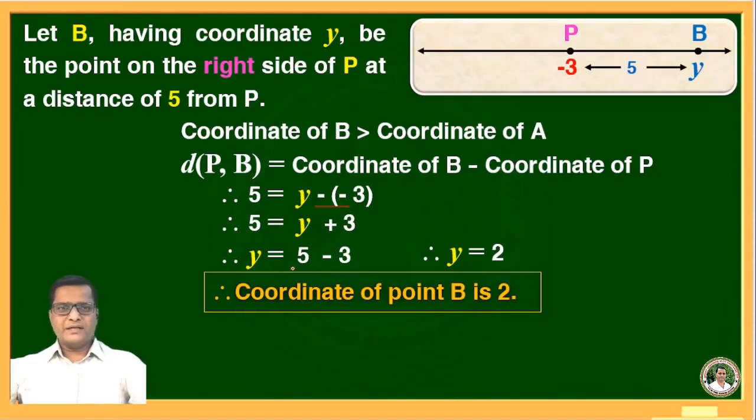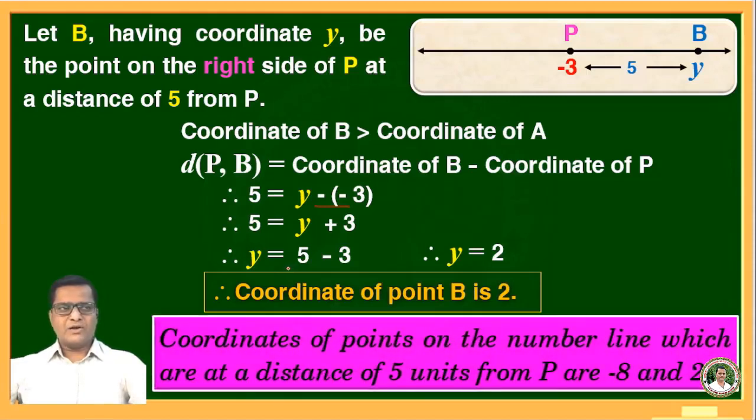Therefore, what is the answer? Coordinates of points on the number line which are at a distance of 5 units from point P are minus 8 and 2. Let's see question number 3.